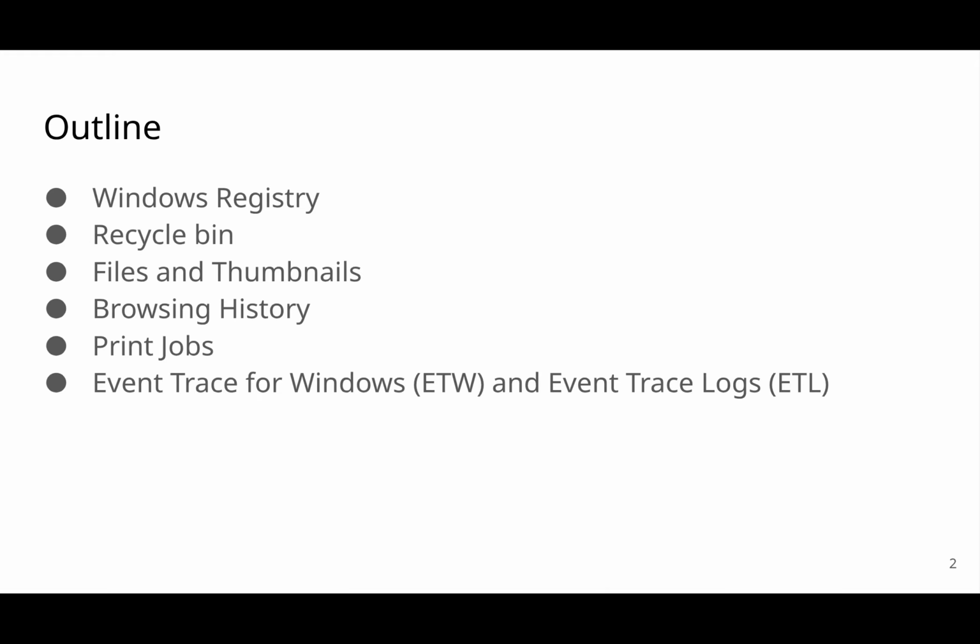Then we're going to talk about recycle bin forensics. We're going to mention some properties of thumbnails on Windows. We're going to talk about browsing history, printing, printing jobs when you print a file and the traces this might leave on the system. And finally, we're going to talk a bit about the event trace subsystem for Windows.